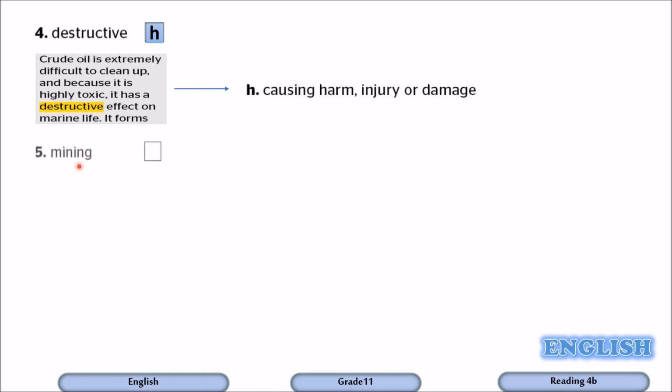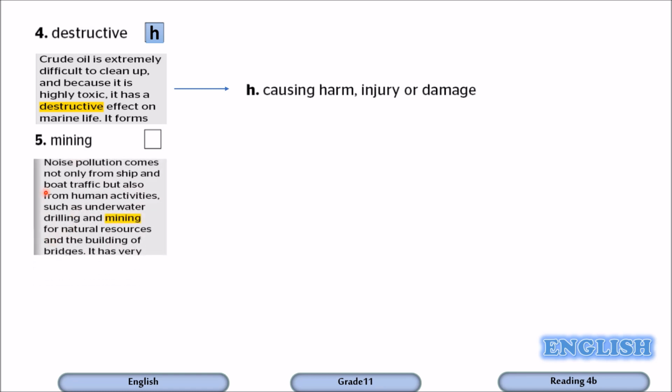Let's move to number 5, and mining. You remember the picture in the previous activity? Thank you. Let's read it from the context. Noise pollution comes not only from ship and boat traffic, but also from human activities such as underwater drilling and mining for natural resources and the building of bridges.